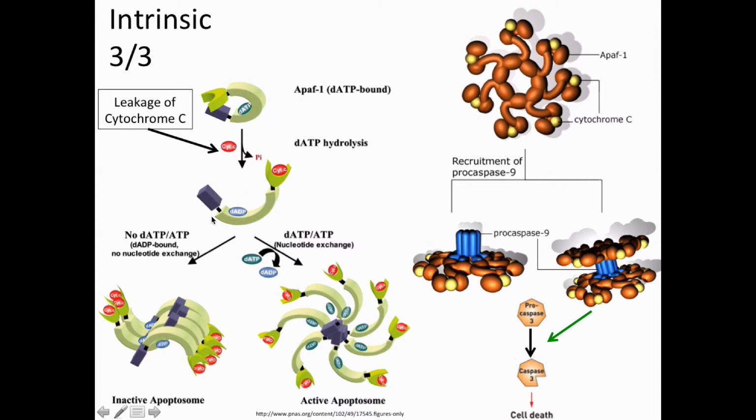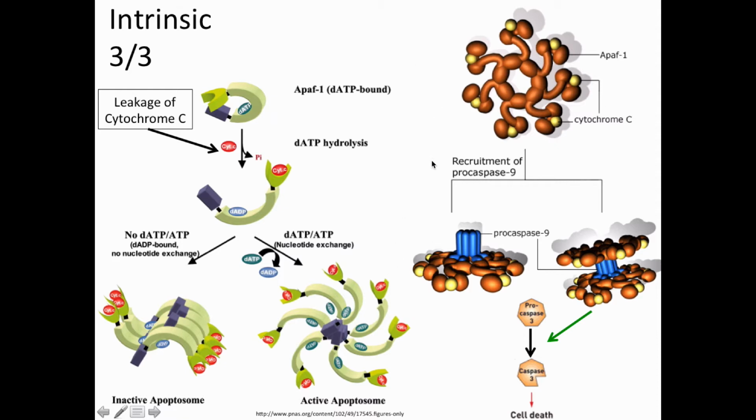APAF1 then goes ahead and associates with itself, and with some more energy, results in this beautiful wheel shape called the apoptosome. And it really is beautiful, might I say. The center of APAF1 is the hub of it, and then the spokes are APAF1 with cytochrome C bound. Okay, so the point of this apoptosome is to then enable further recruitment of caspases.